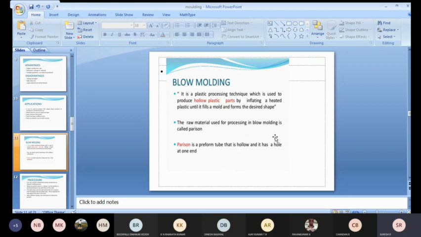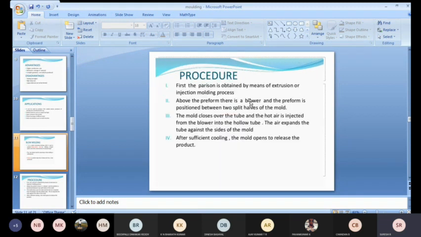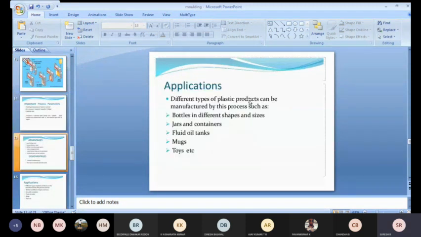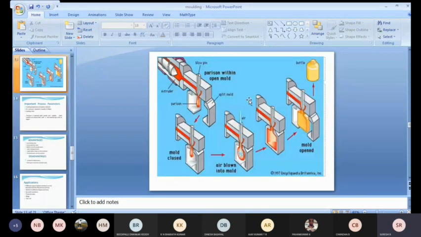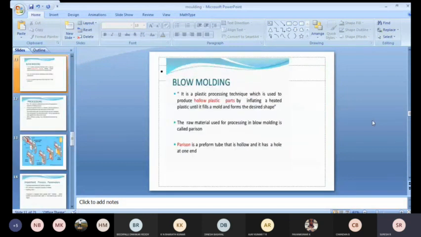The second important topic is blow molding. Before we explain blow molding, what exactly is it? What is the main difference between injection molding and blow molding? Injection molding is used to produce solid objects, whereas blow molding is used to produce hollow objects. That is the main important thing here.